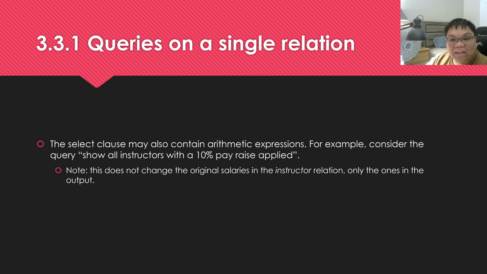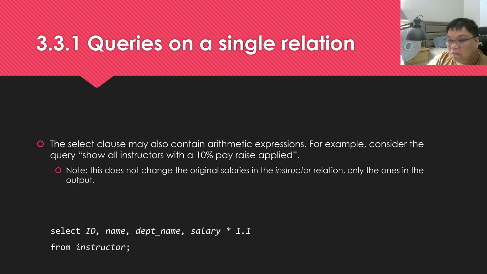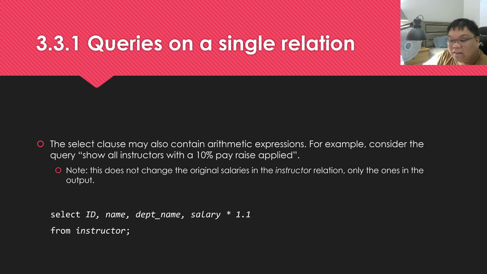We can also perform math operations in a query. So we could say, for example, show all instructors from our instructor relation, but apply a 10% raise. This does not change any of the data already in the database. Rather, it just multiplies the salaries in the resulting table. So we can say select ID, name, department name, and then salary times 1.1.